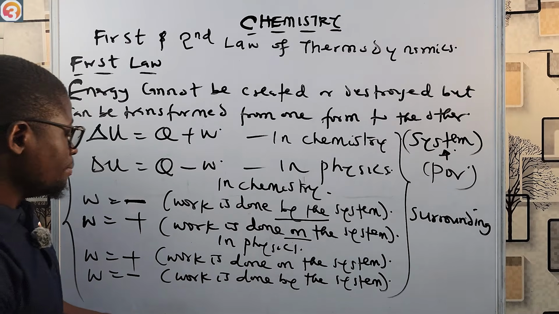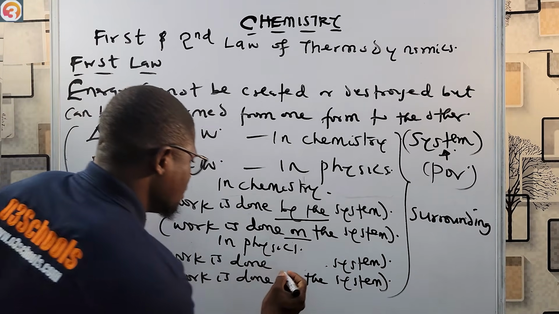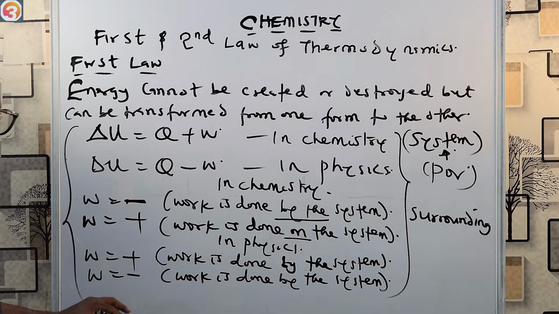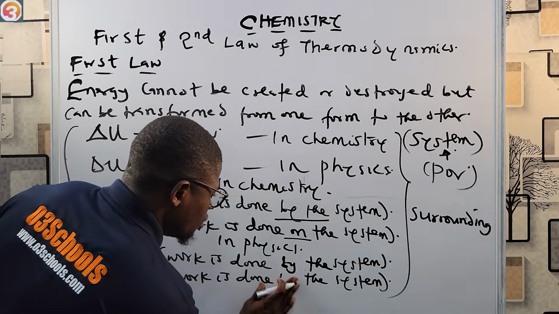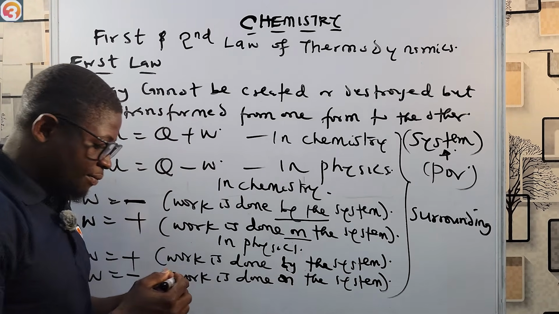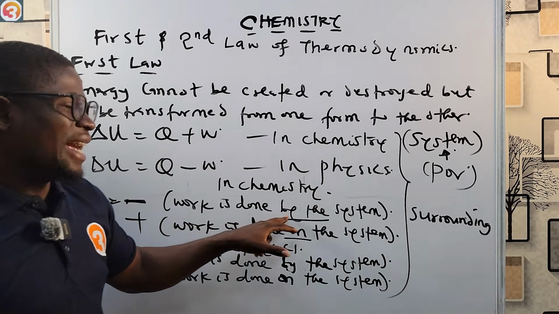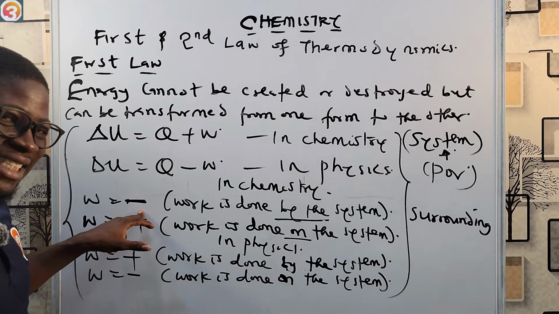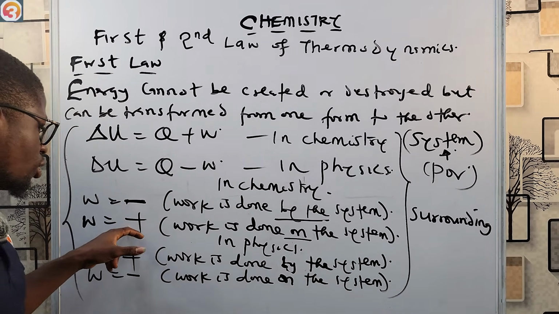Okay, sorry, it's supposed to be work done by the system, by the system is positive, and it is negative when work is done on the system. Sorry for the mistake. So I say it is the reverse. When work is done by the system in chemistry, work done is negative. When work is done on the system in chemistry, work done is positive.